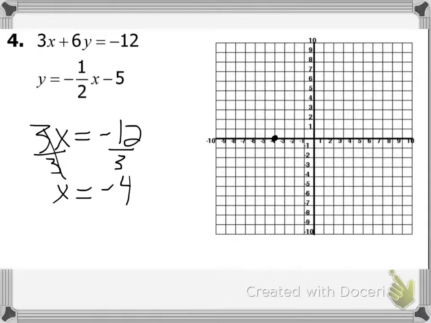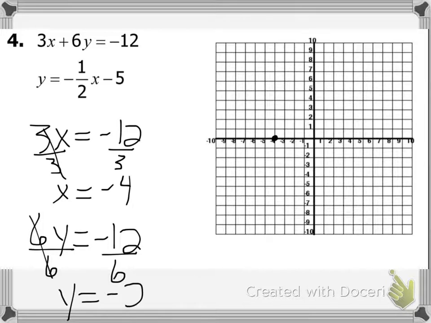To find my y-intercept, I cover up my x term. What am I left with after I cover up x? 6y equals negative 12. So what does y equal? Negative 2. So I put a point at negative 2 on my y-axis. And there is my y-intercept. Any questions there?